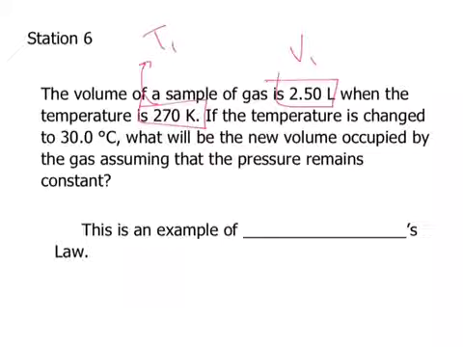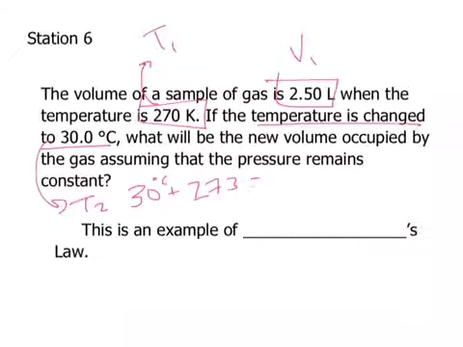If the temperature is changed to 30 degrees C, this is going to be my T2, okay? And so we're going to take 30 plus 273, since this is degrees C. We are going to get 303 K. So that's my T2. What will the new volume be?